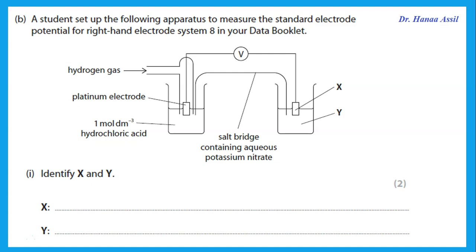A student set up the following apparatus to measure the standard electrode potential of the right-hand electrode system 8 in your data booklet. So what is X and Y? If I look at the data booklet and I look at the reaction, of course, X would be the platinum electrode, Y is the chromium 2+ and chromium 3+. Remember that all solutions in the half cells have a 1 mole per decimeter cubed concentration. And of course, you look at your data booklet. So that is system 8 in the data booklet.